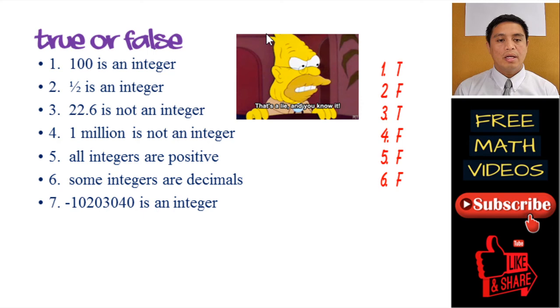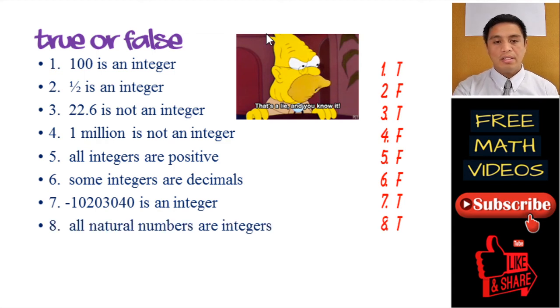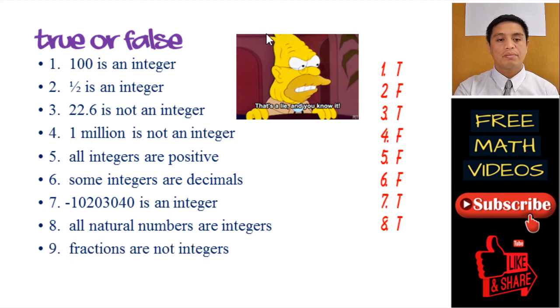Number 7, negative 10,203,040 is an integer. Yes, it is true. No matter how small this number is, it has no decimal digits and is neither a fraction, so it is an integer. Number 8, all natural numbers are integers, and you already saw the answer. It's true because it was in our lesson today, the first part, where all natural numbers are integers.